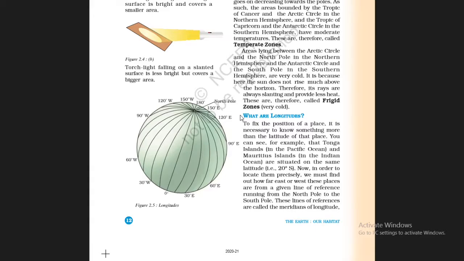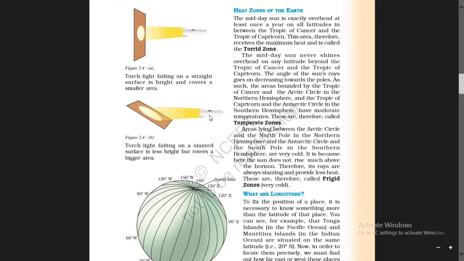Here on page number 12, you can see two torchlights lit here. Torchlight, first one, falling on a straight surface is bright and covers a smaller area. So it is comparing with the rays of the sun. The second one is also like that. Torchlight falling on a slanted surface is less bright but covers a bigger area.